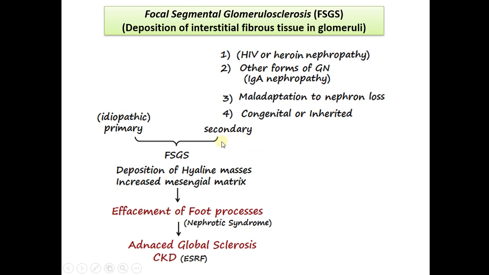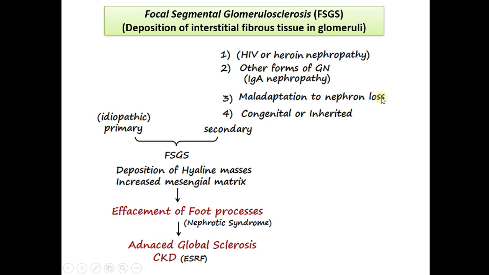However, secondary FSGS occurs in association with certain systemic diseases, the major ones being the human immunodeficiency virus, or heroin abuse nephropathy, and other forms of glomerulonephritis may be associated. For example, IgA nephropathy may be associated with FSGS, and sometimes maladaptation to nephron loss.